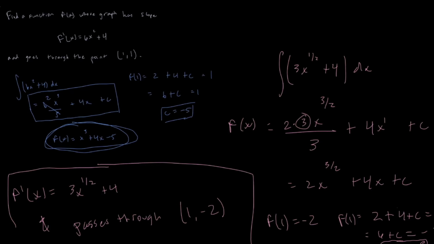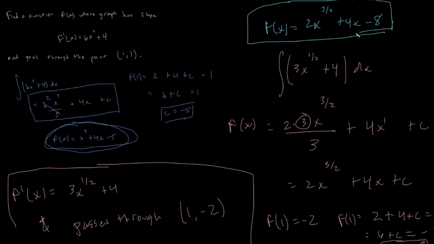So, I'll write our function here in cyan. The final function we get, f of x equals 2x to the 3/2 plus 4x minus 8. Any questions about this? Alright.